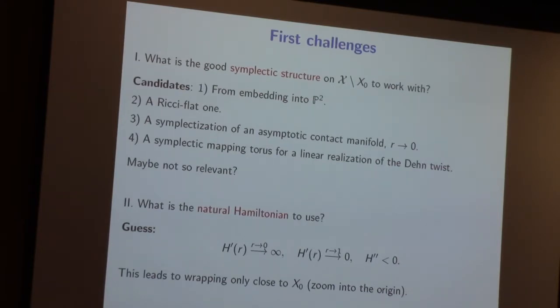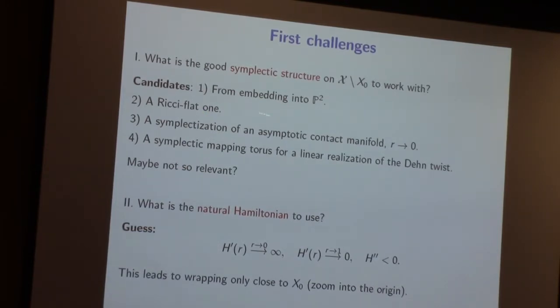So there are a couple of challenges here. The first challenge is it starts at the very beginning. Symplectic cohomology depends on the choice of the symplectic form, not just the class. So I don't even know what the right thing is to work with here. There are many things I could think of.